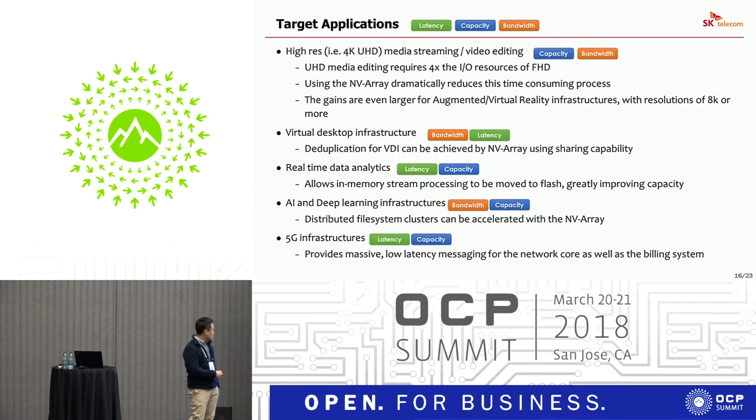And real-time data analysis is one of the applications, and AI deep learning infrastructures. Internally, SK Telecom is developing AI infrastructures too, so they require large bandwidth and large capacity storage systems. And 5G infrastructures, as I said, require x86-based infrastructures and some composability, low latency, and high bandwidth. So that requires our storage as well.